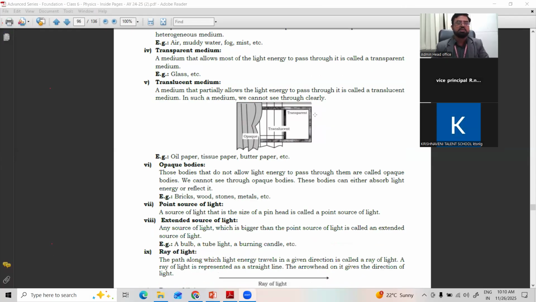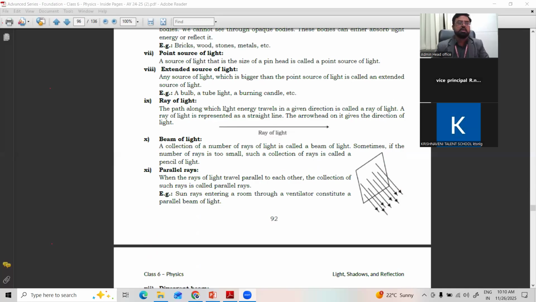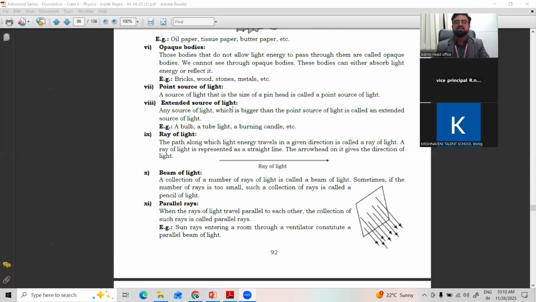Homogeneous and heterogeneous. Then we have seen the transparent medium, translucent medium, and opaque medium. Up to here we have seen in the last class. Opaque medium is those bodies which do not allow light to pass through them. We cannot see through opaque bodies. These bodies can either absorb the light energy or reflect it. Examples: bricks, wood, stones, metals, all these come under opaque bodies, right?